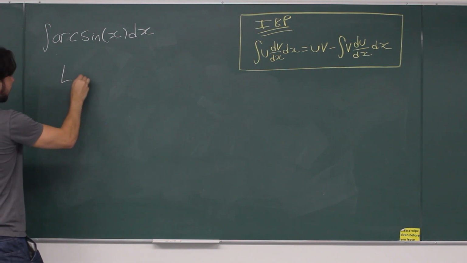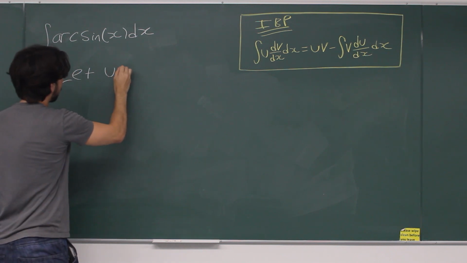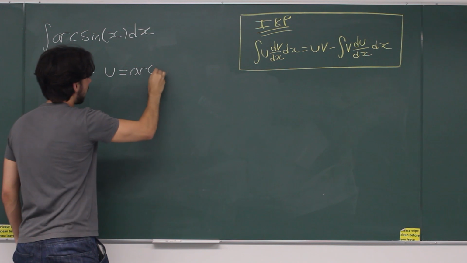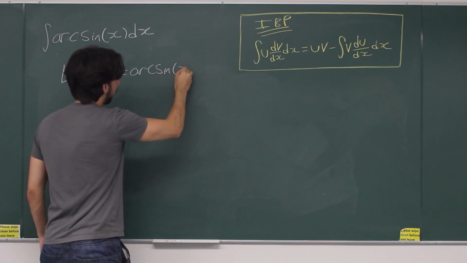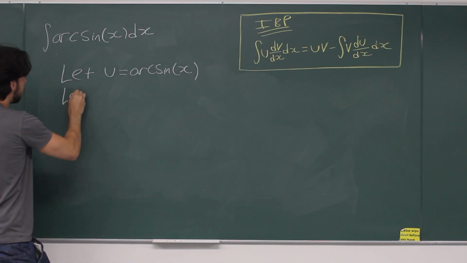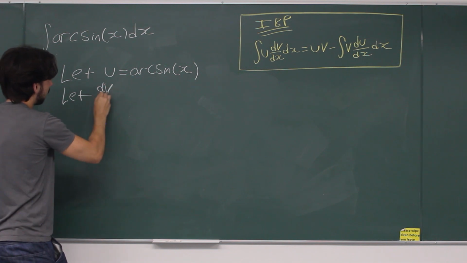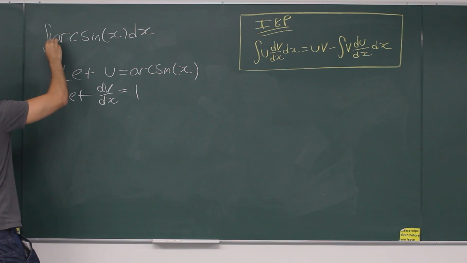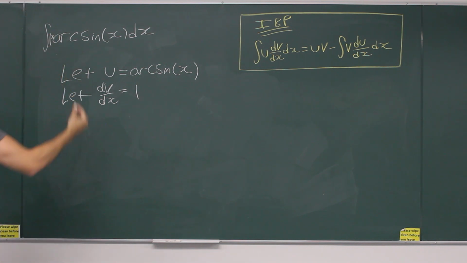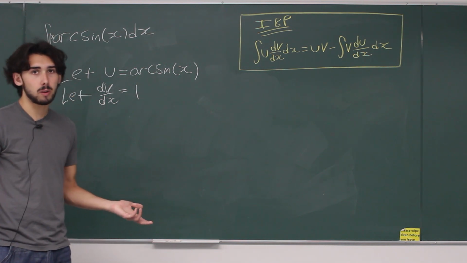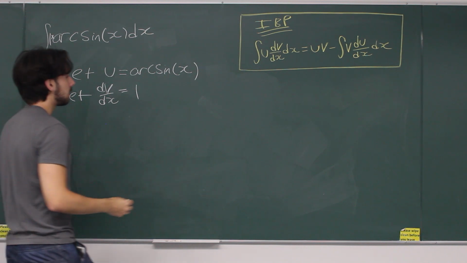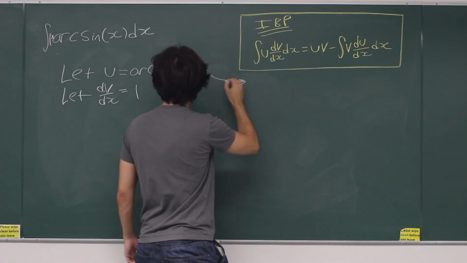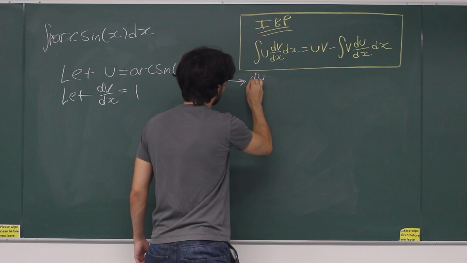So this time we're going to let u be equal to arcsin x, and we're going to let dv dx be the number 1, because we're imagining that we have 1 multiplied by arcsin x, which is technically true, right? It's just a bit weird. Okay, then we're going to need du dx.